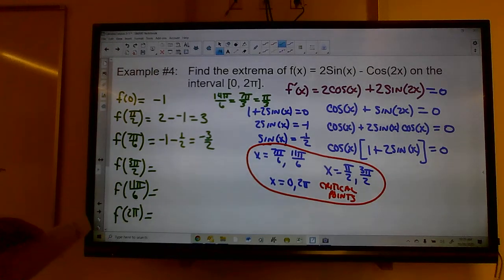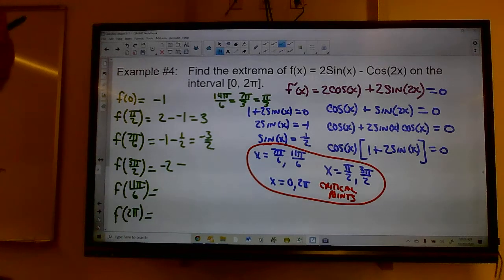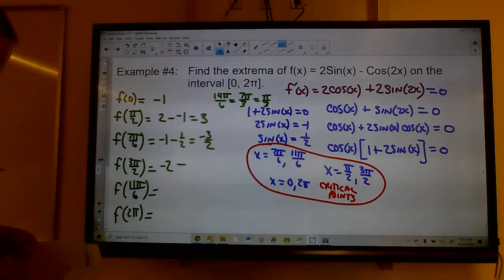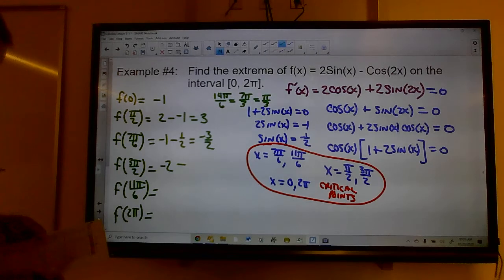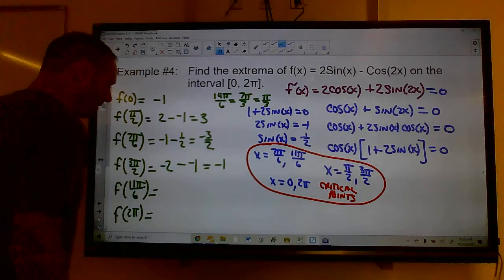3 pi over 2. Sine of 3 pi over 2 is negative 1, so this is negative 2. And then that would be cosine of 3 pi. So that's going to be negative 1. So that's going to be negative 1.